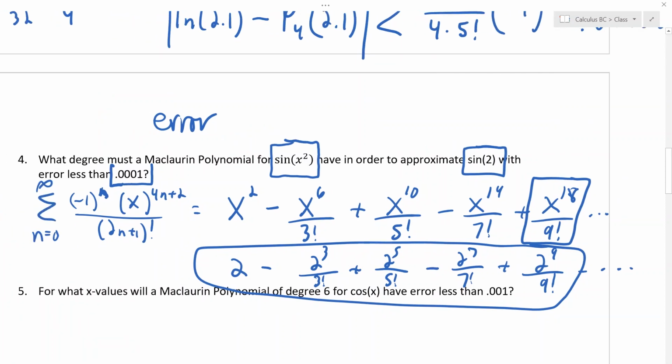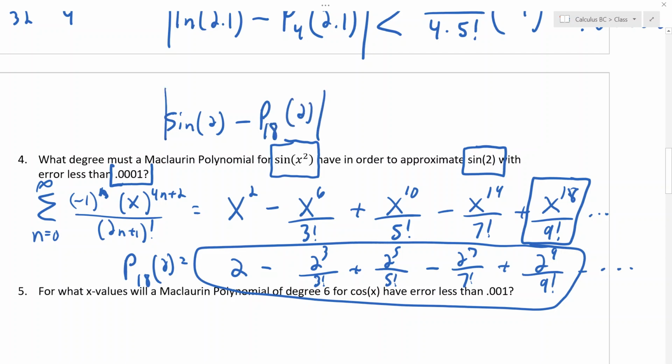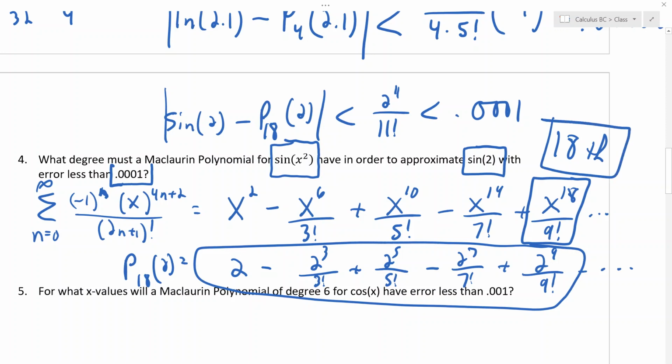The error, which is really sine of 2 minus, we'll call this piece of 18 of 2, really, is less than the next term, which is, I forget already, what's it going to be? 2 to the 11th over 11 factorial, okay, which is less than 0.0001. So we need to go out to the answer is the 18th degree. Make sense? You're just going to take it out until the terms get small enough.